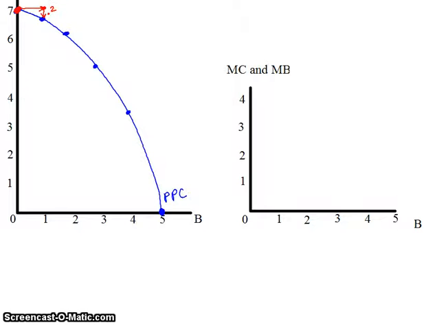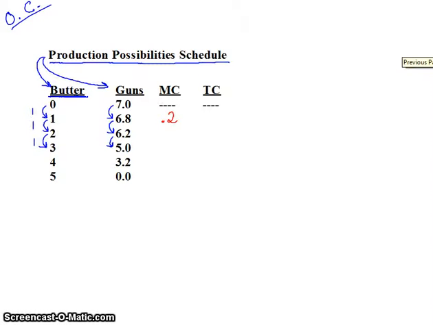So let's continue with that idea and say, well, what about if he produces 2 units of butter? What if he's now at 1 butter and 6.8 guns, and now he wants to produce a 2nd unit of butter? So he's going to add 1 unit of butter to his production. Well, what happens then to guns? Well, he'll have to decrease his gun production from 6.8 down to 6.2.